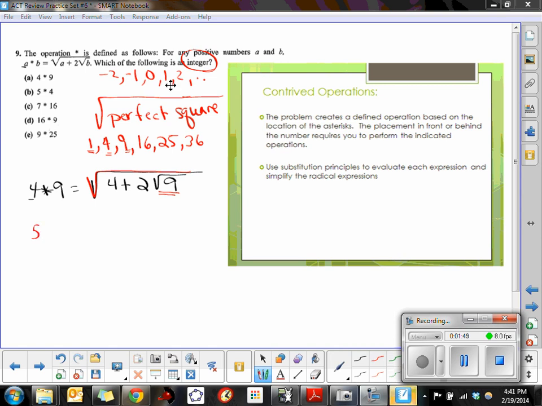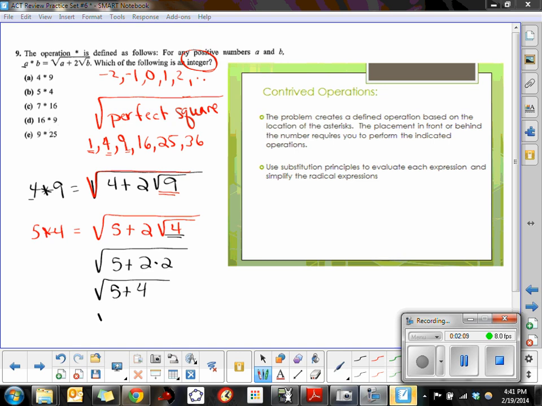So now we're going to try 5 star 4. So it's the square root of 5 plus 2 times the square root of 4. The square root of 4 is 2, and 2 times 2 is 4. So it's going to be 5 plus 4, which is the square root of 9. And 9 is one of our perfect squares, which is a 3, and I get an integer. Since they said which one of the following is an integer, I will stop my search there and just circle the answer and move on. So it's 5 star 4.